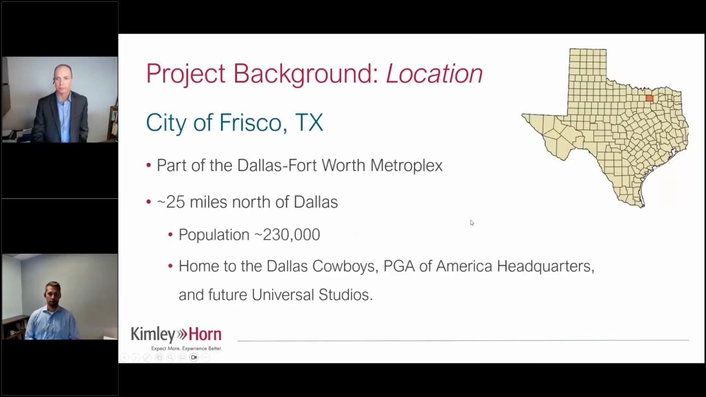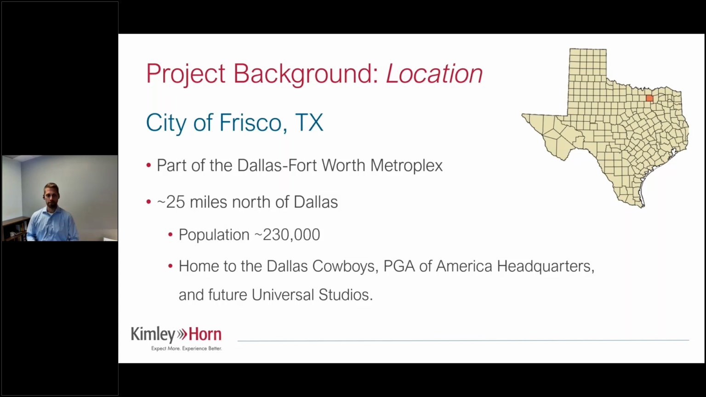So for those of y'all that are not familiar with the Dallas-Fort Worth Metroplex, Frisco is a city about 25 miles north of Dallas. It's a city that's been rapidly expanding really over the last 2 decades, one of the fastest growing cities in North Texas, with a population of close to 230,000 now. And it's also home to some pretty famous names. So the Dallas Cowboys, PGA of America headquarters, and soon to be Universal Studios all call the city of Frisco home.